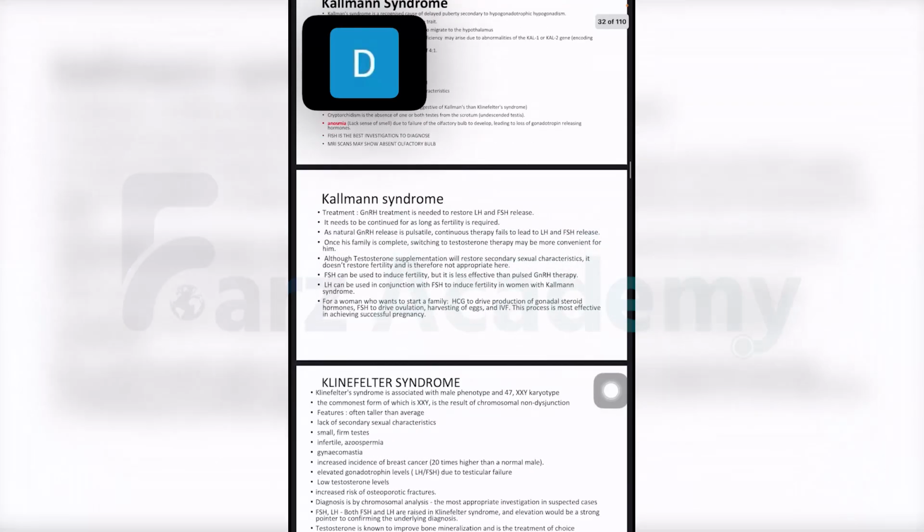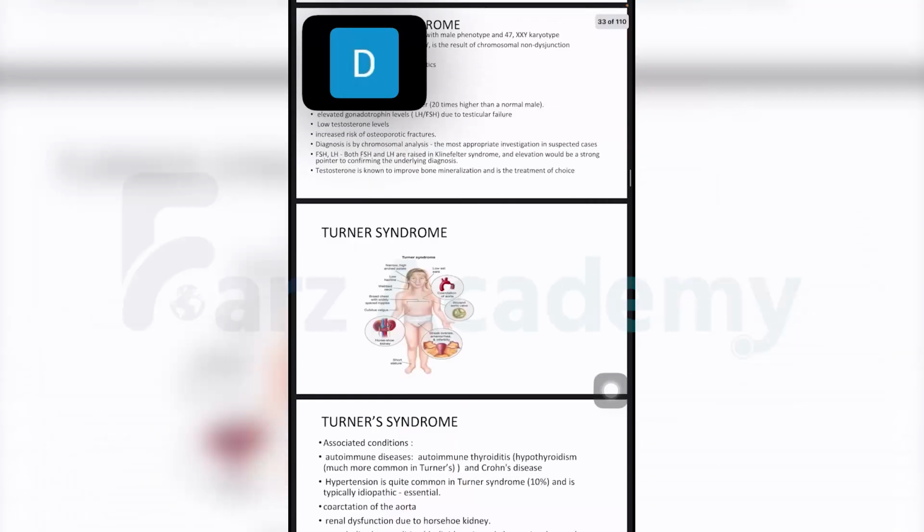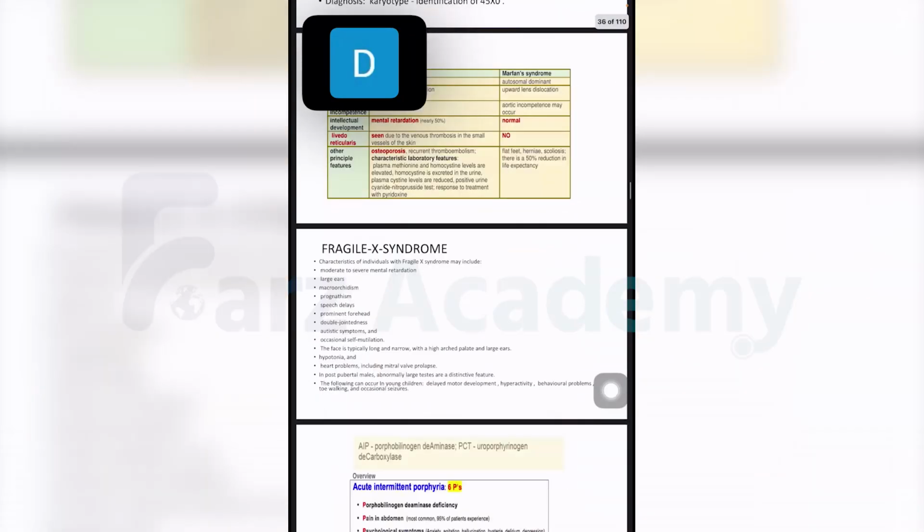FSH. Very good. So Kallmann's was hypogonadotropic. The word itself tells you about your gonadotropins, FSH and LH, which are low. Whereas Klinefelter's was hypergonadotropic, so FSH and LH become higher. Okay? This was Turner's that we saw.